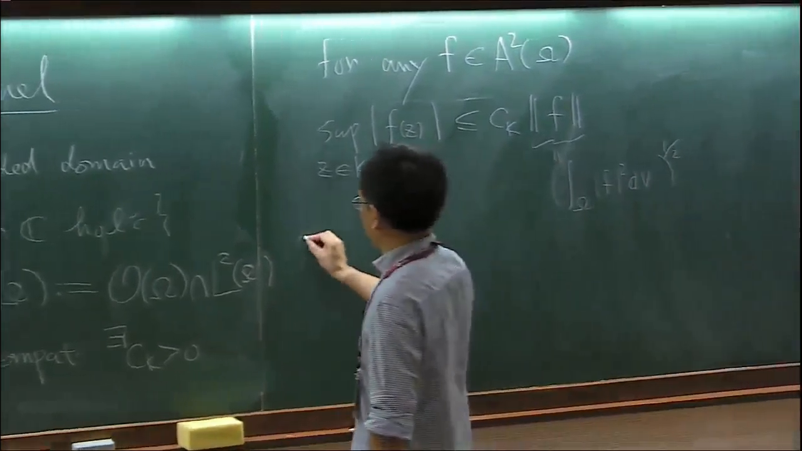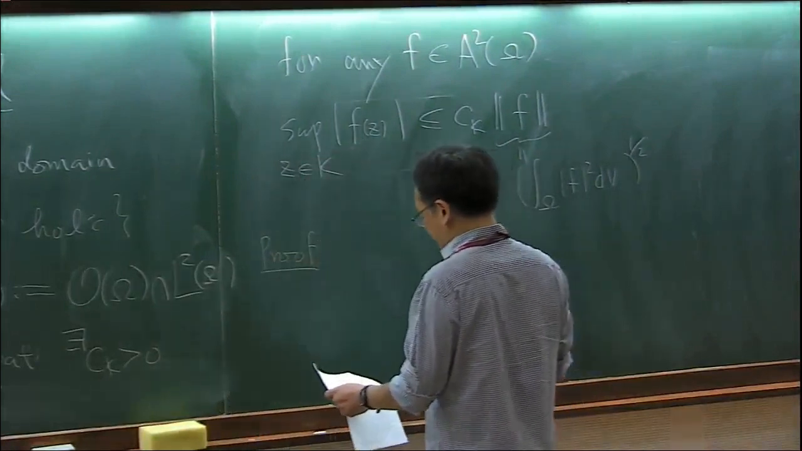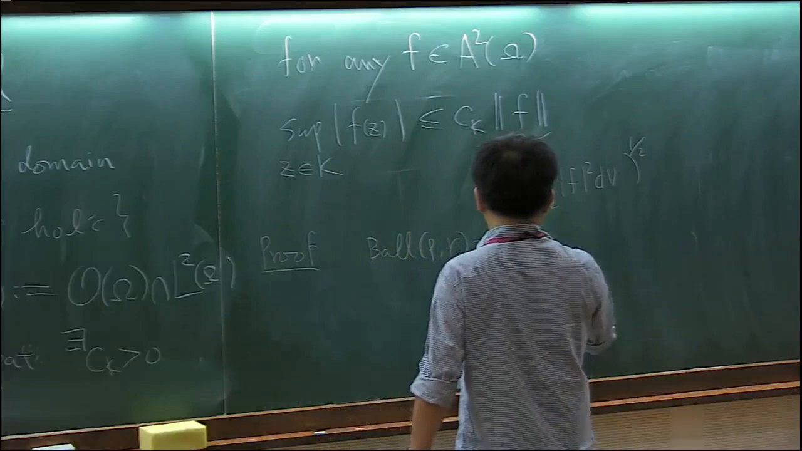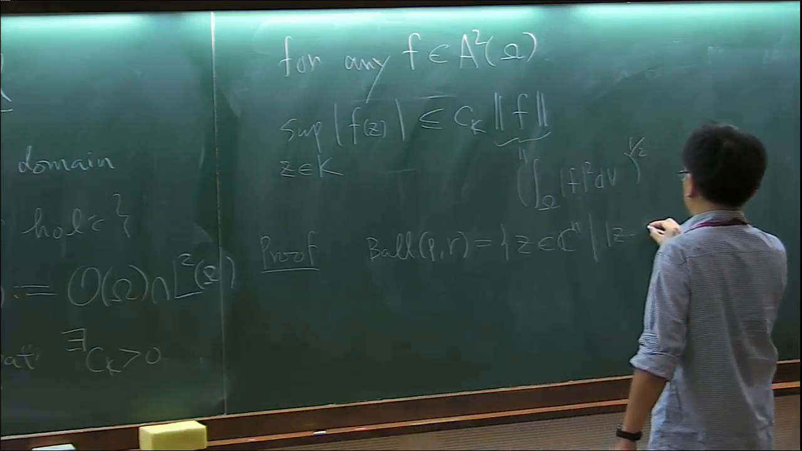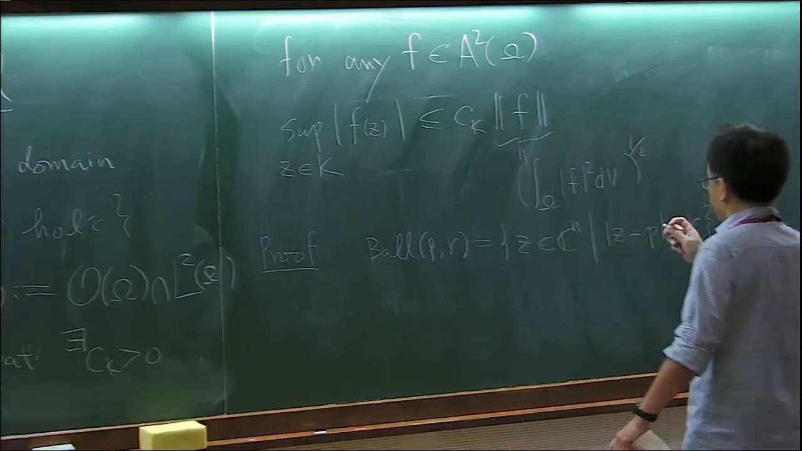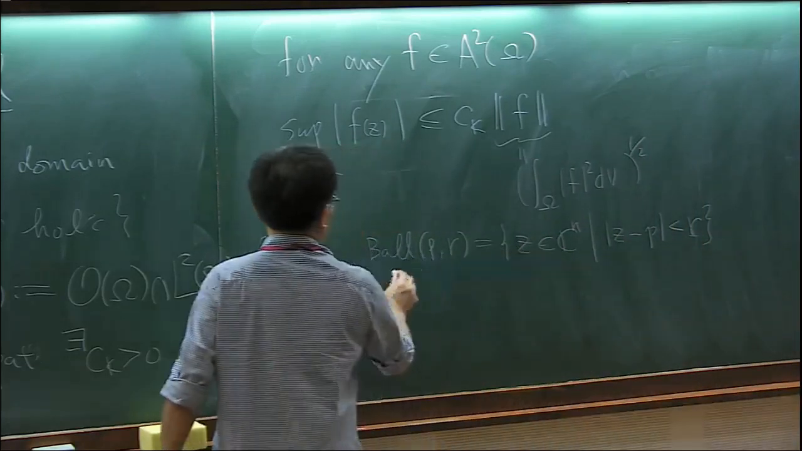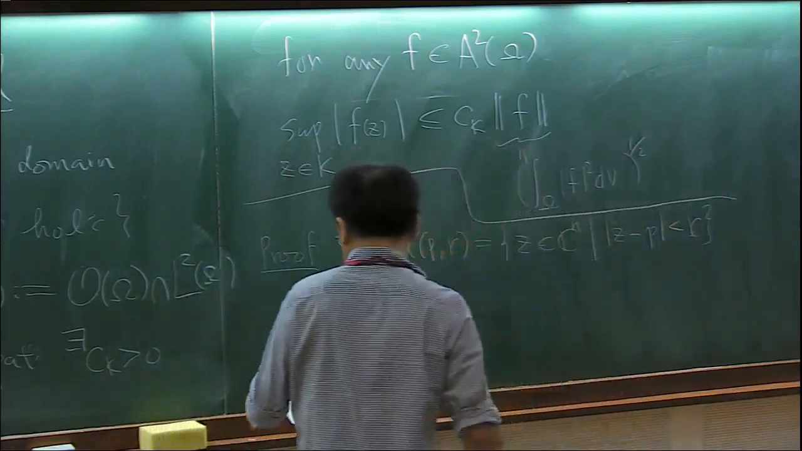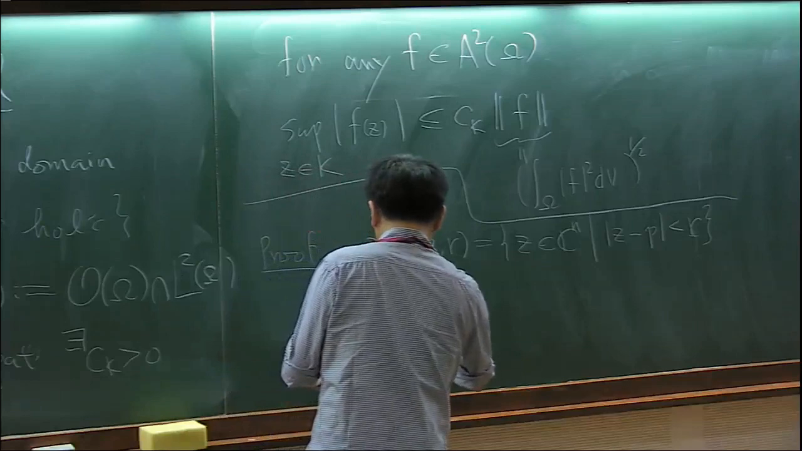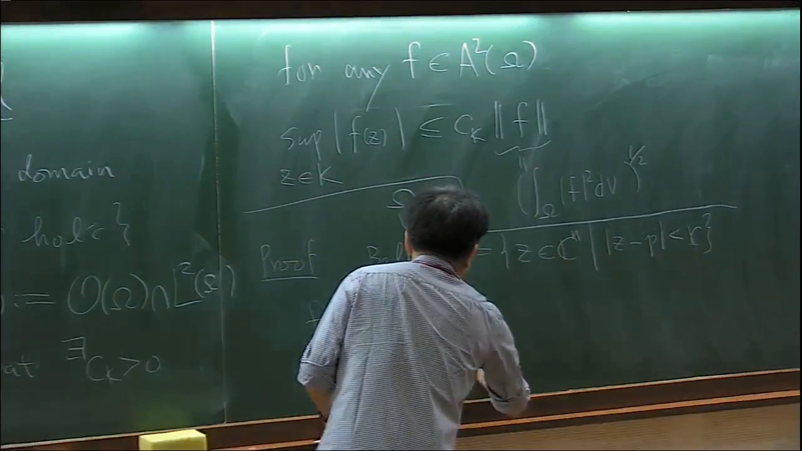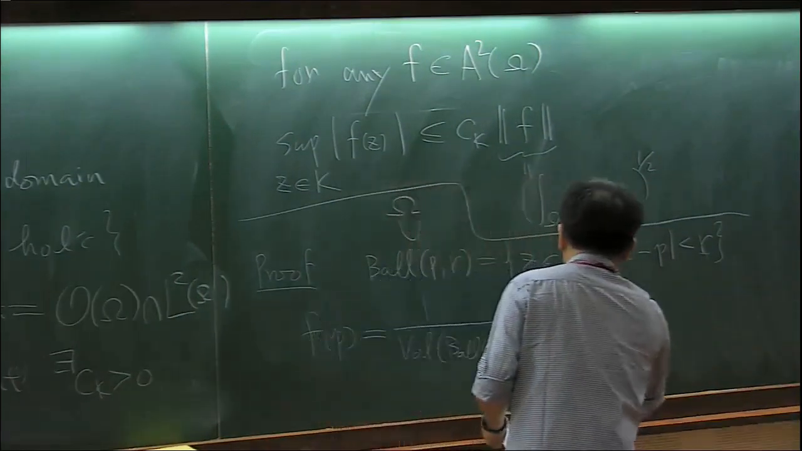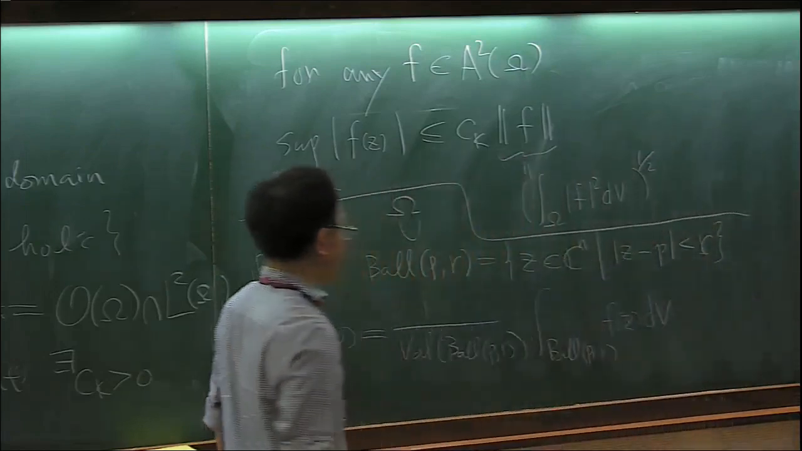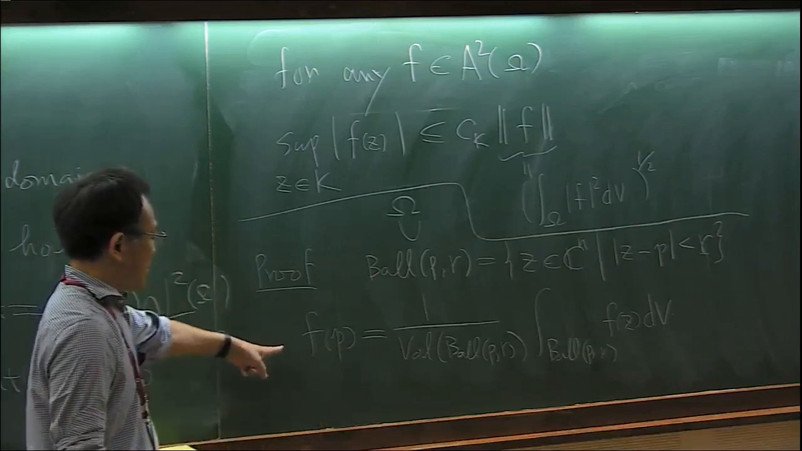I don't give a proof, but the hint is that if you take a ball B(P, R), the set of z in Cn with |z - P| less than R, contained in omega, then taking the average of a holomorphic function over the ball should give the value at the center. So holomorphic function is harmonic, so the average should give the value at the center.